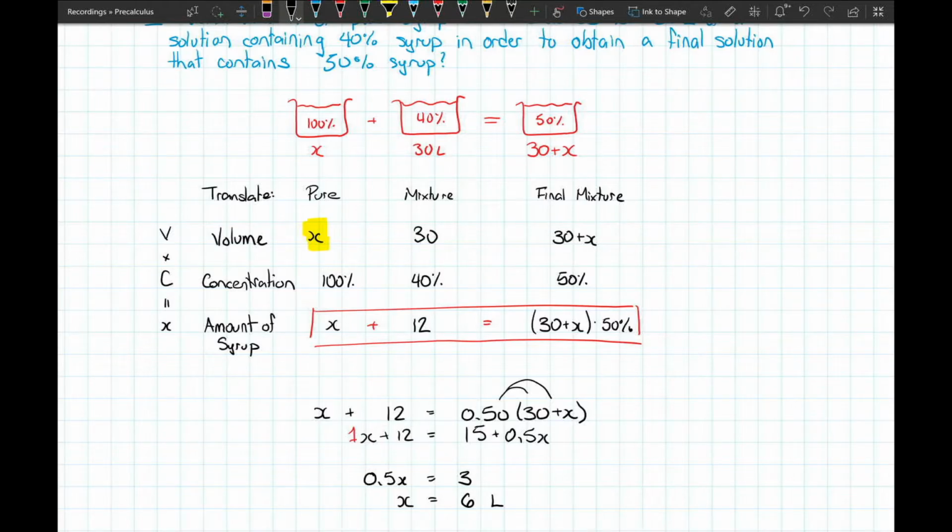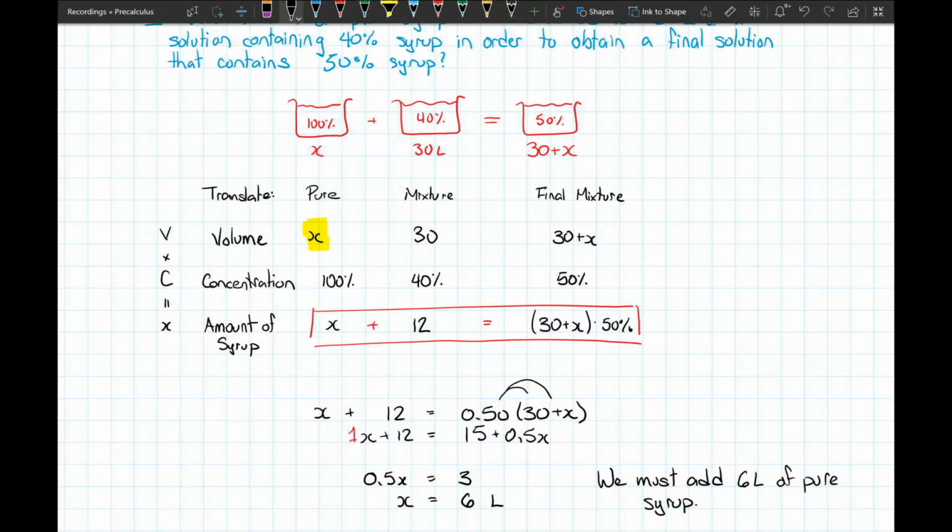And if you would like to, you can go ahead and even figure out how much is going to be combined total in the final mixture. 30 plus x would be 36 liters. So to put this into context, we must add, and maybe write this out, we must add 6 liters of pure syrup.